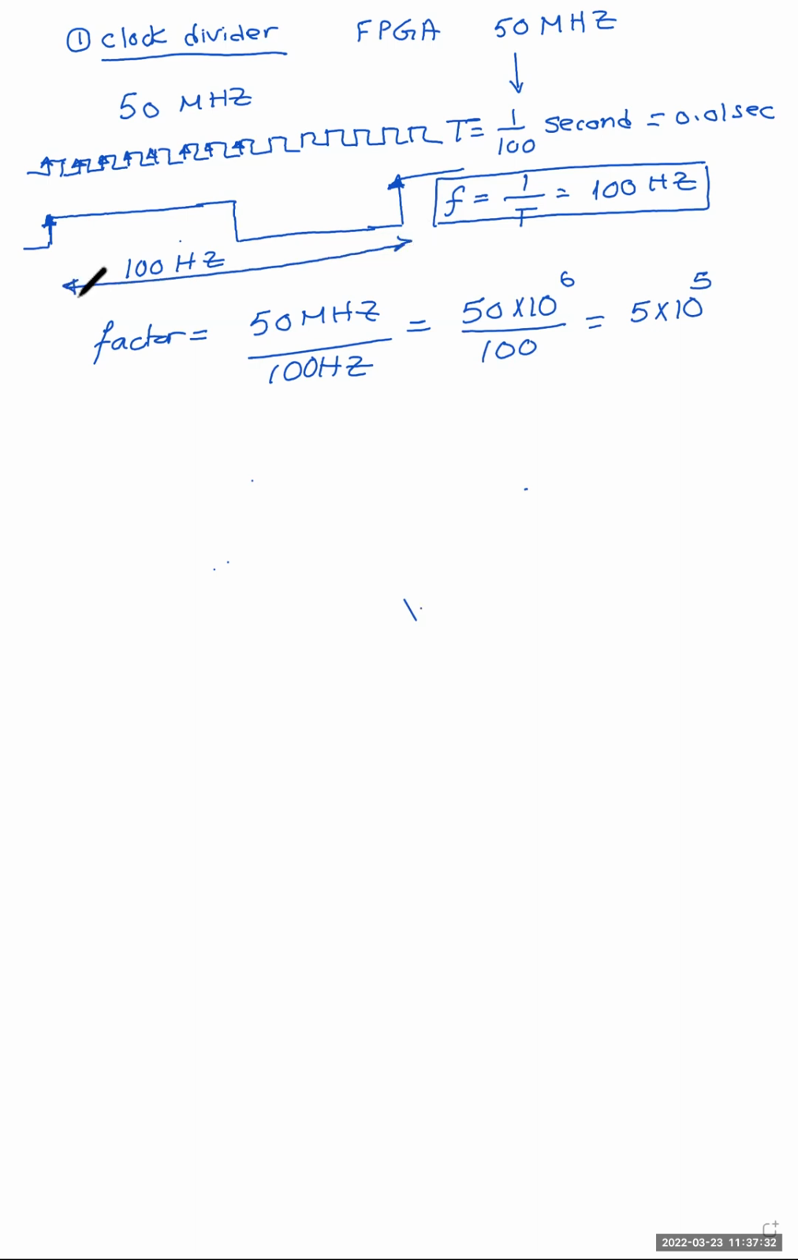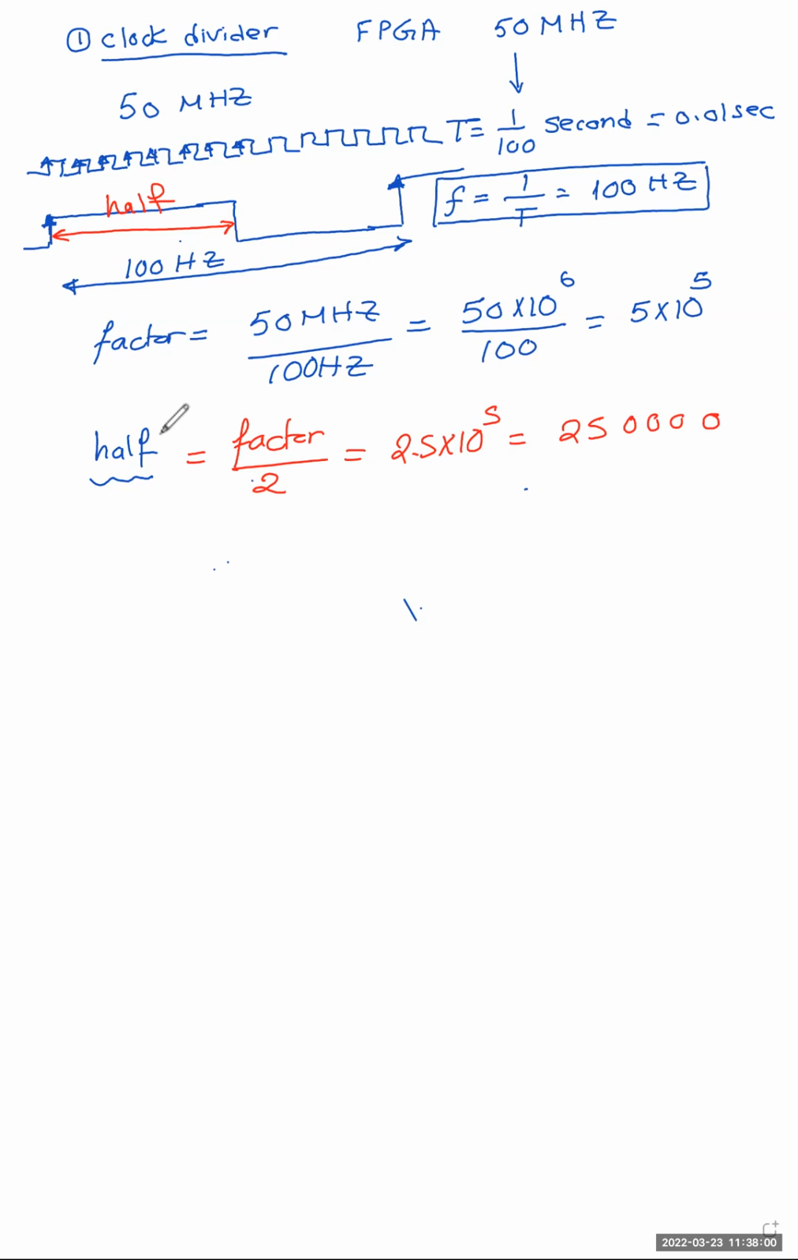But given in your clock divider, we have an integer number that's called half. And what we mean by the word half here is that we're talking about half of this signal. So I have to divide. The half is just going to be that factor that I come up with divided by 2. So that's going to be 2.5 times 10 to the power of 5, or in other words, 250,000. Okay, so that is the value of the half that I will be using.